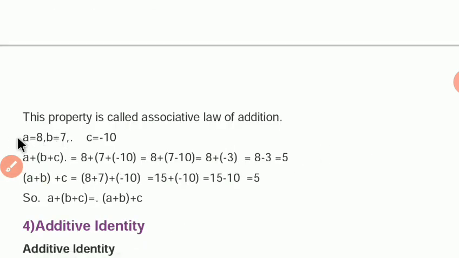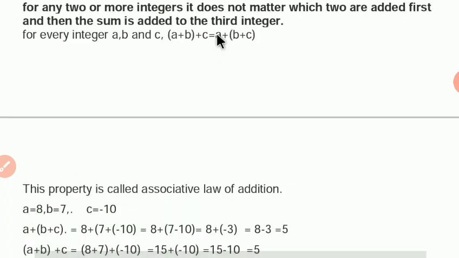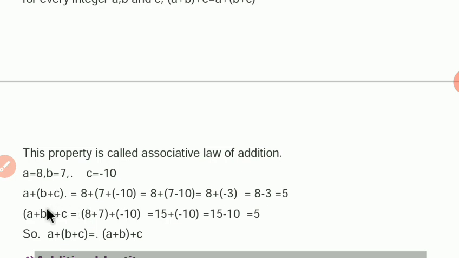Now, for example, we have taken a is equal to 8, b is equal to 7 and c is equal to minus 10. First we will put the values in this general formula: a plus bracket b plus c. So a is 8 plus bracket b value is given as 7 plus and c value is minus 10. Here we have written minus 10 in bracket because it is given in minus and we always write a minus number using brackets only.